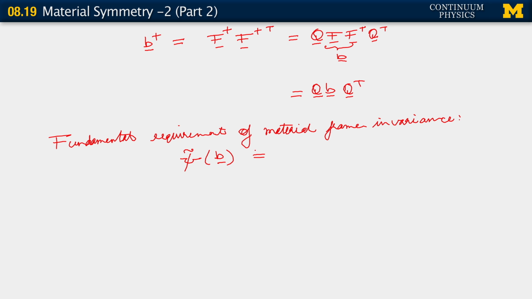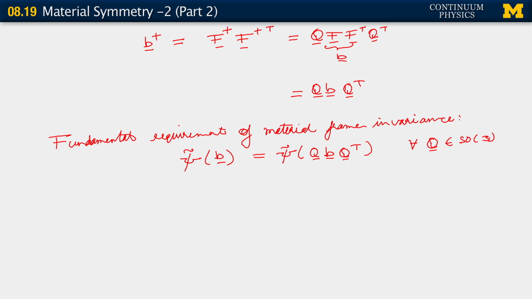But frame invariance, which is actually a more important requirement, which must always hold, or we just go home and say we don't know how to model materials. Okay? This must always hold. So it is such that this condition must hold for all Q. Okay? All right?